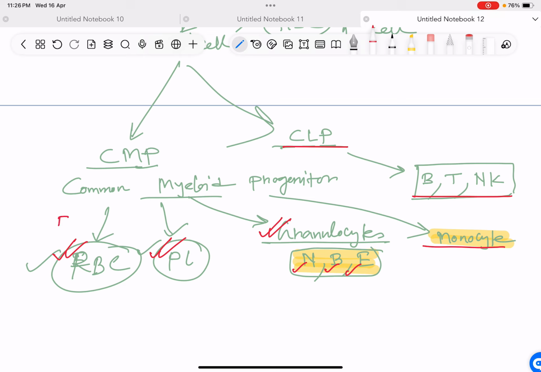What stimulates the formation of RBC is erythropoietin. What stimulates the production of platelet is thrombopoietin. What stimulates the formation of granulocyte is GCSF, granulocyte colony stimulating factor. And what stimulates the monocyte is MCSF, monocyte colony stimulating factor.